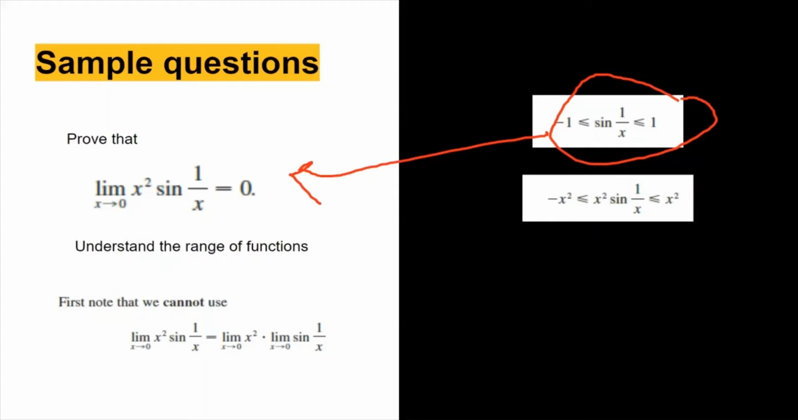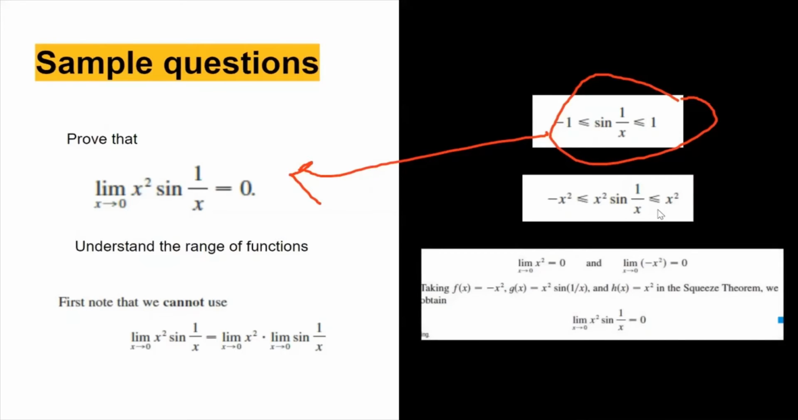Now, while we cannot compute the limits for x squared sine 1 by x, we can actually compute the limits for negative x squared and x squared, both of which actually tend to 0 when you just substitute 0 into x squared. And if the two halves of it turn to 0, the middle part is also 0.